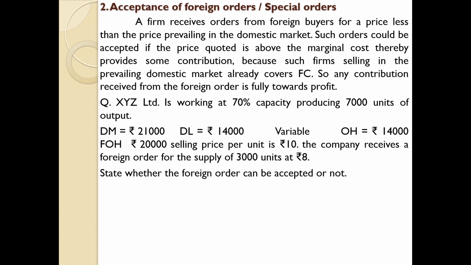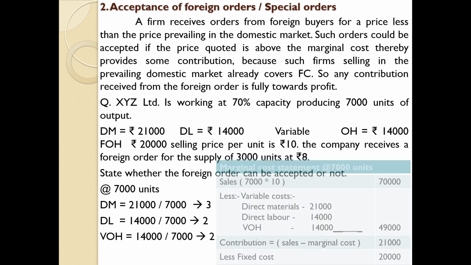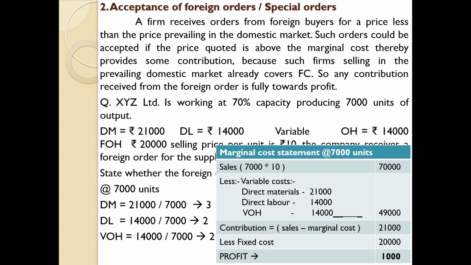So let us prepare the statement on the basis of the present working condition, that is before accepting the order. At 7,000 units, direct material per unit was rupees 3. I hope you know how to find 3, and direct labor is 2, and variable overheads is 2, and fixed overheads remain the same. So the marginal cost statement will be like this: sales is 7,000 into 10, 70,000, less variable cost 21,000, 14,000, 14,000, directly given in the question.